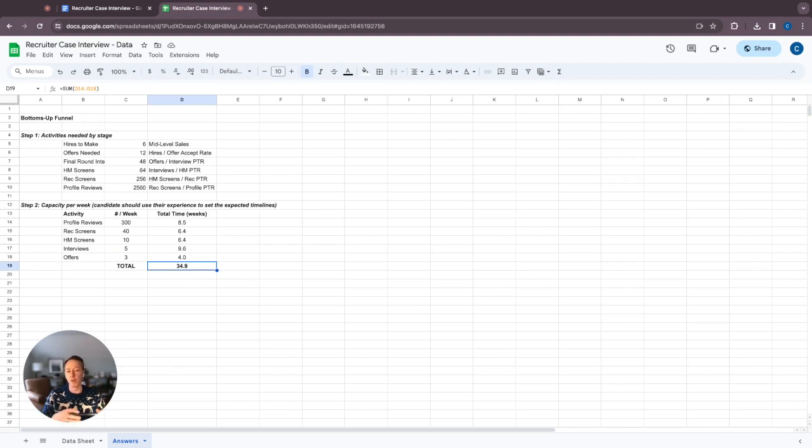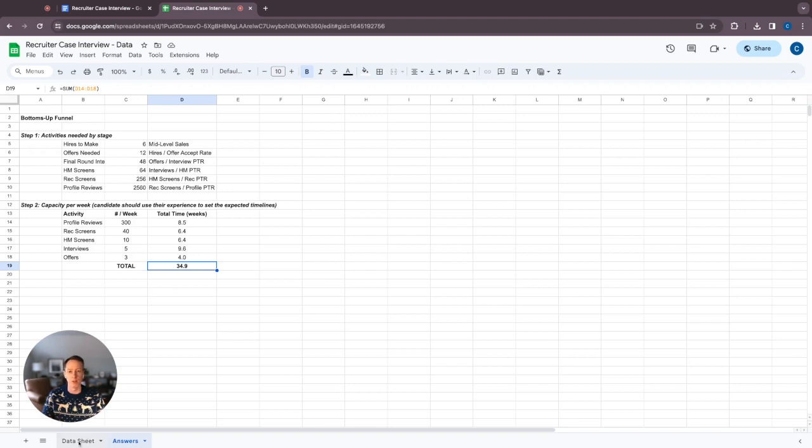Now, this is obviously a very rough estimate because you've got concurrent activity happening. So, maybe you just fill the top of the funnel and you can actually move people through very quickly. And a good recruiter could actually then start to see potential gaps in the recruiting process.